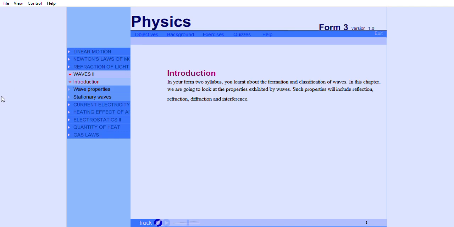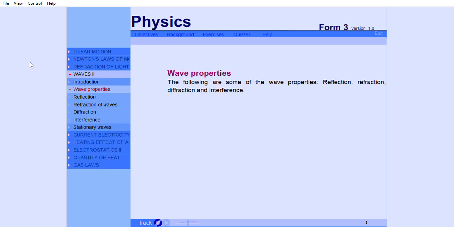In your Form 2 syllabus, you learnt about the formation and classification of waves. In this chapter, we are going to look at the properties exhibited by waves. Such properties will include reflection, refraction, diffraction, and interference. Wave properties. The following are some of the wave properties: reflection, refraction, diffraction, and interference.